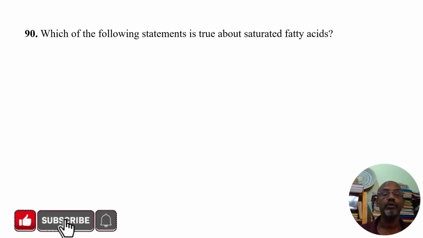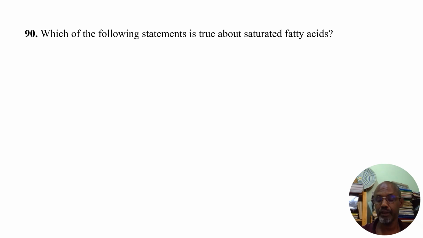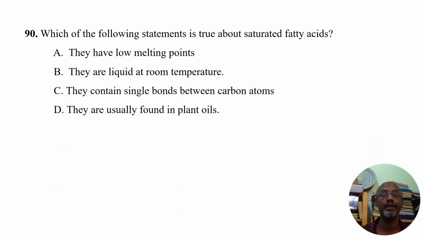Question number 90. Which of the following statements is true about saturated fatty acids? They have low melting points. They are liquid at room temperature. They contain single bonds between carbon atoms. They are usually found in plant oils. When they are saturated, they contain single bonds between carbon atoms. Yes. They are solid at room temperature, they have high melting points, not low, and they are usually found in animal fats, not plants. The correct one is this one.